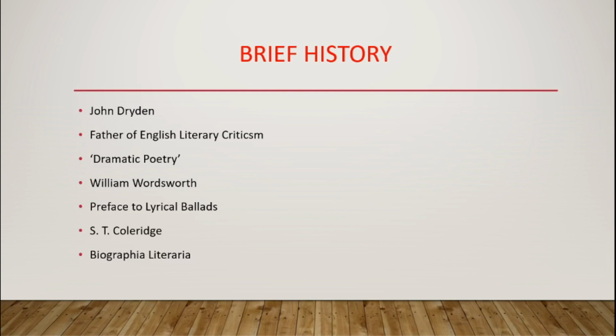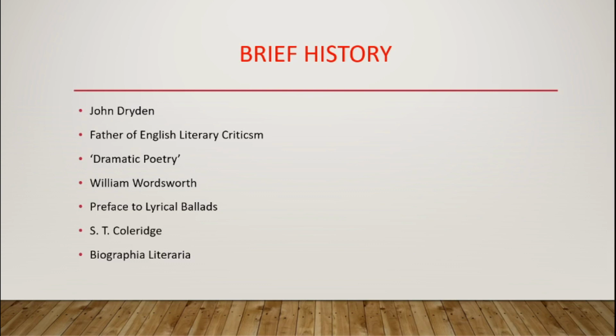Next critic was William Wordsworth. Actually, he was the greatest romantic poet, and he wrote the Preface to Lyrical Ballads. Here he has given a different theory. He defined poetry as a spontaneous overflow of powerful feelings. So that was his definition. And here he has opposed the neoclassical theories of John Dryden and other neoclassic critics.